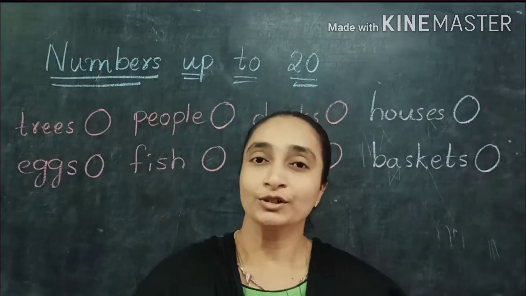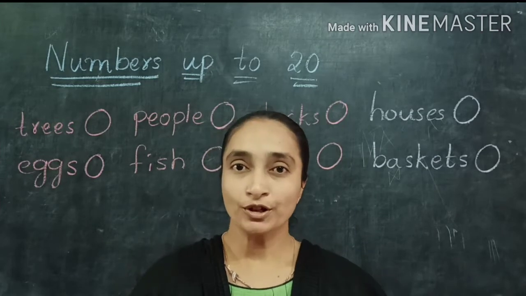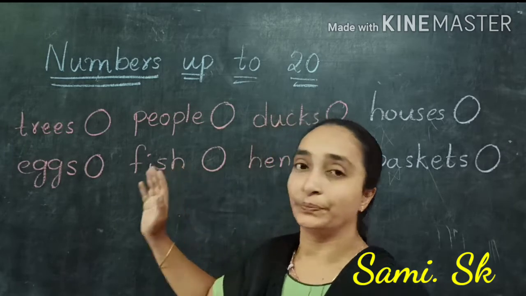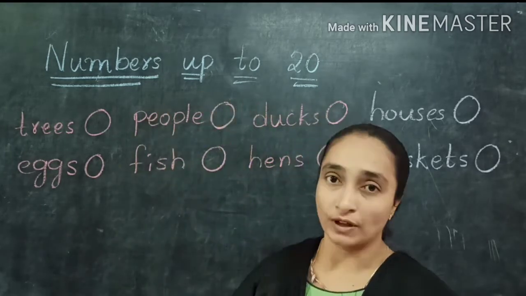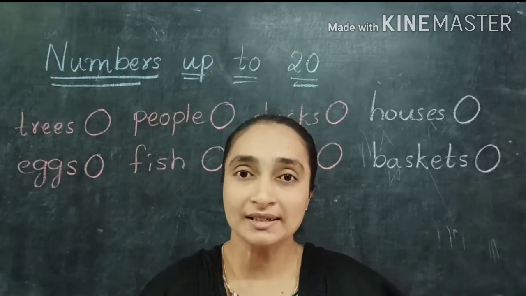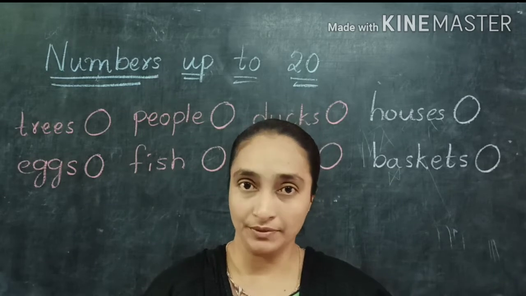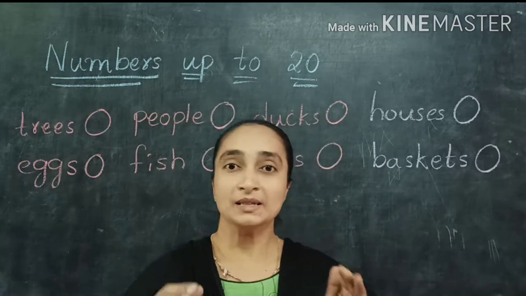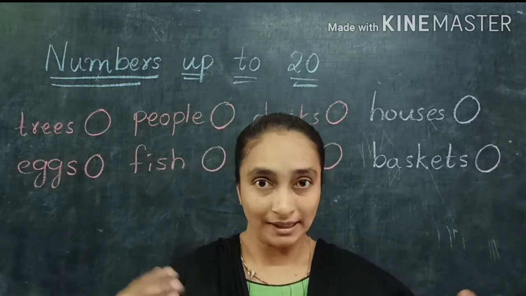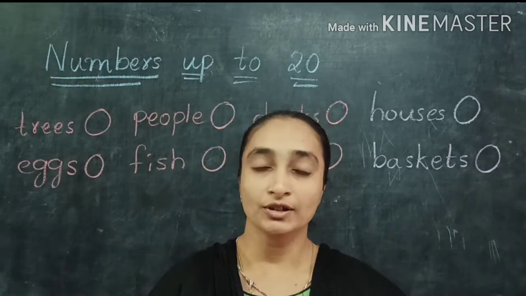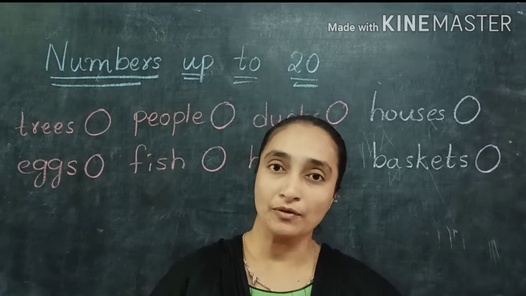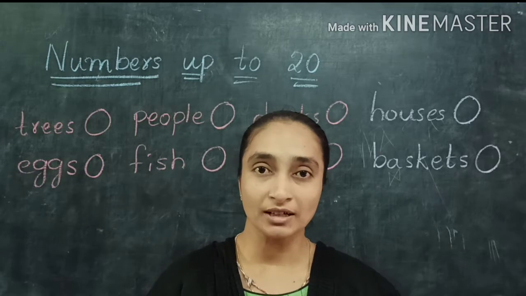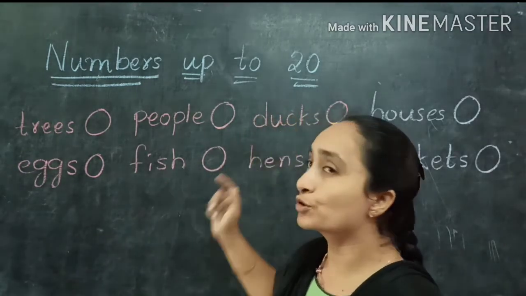Hello children, good morning. Today we are going to start our first maths class of the second chapter, that is numbers up to 20. In the previous class we already completed our revision of pre-number concepts, that is big, small, more, less, tall, short. All these pre-number concepts we have completed in our previous class. Today we are going to start our class with numbers up to 20.